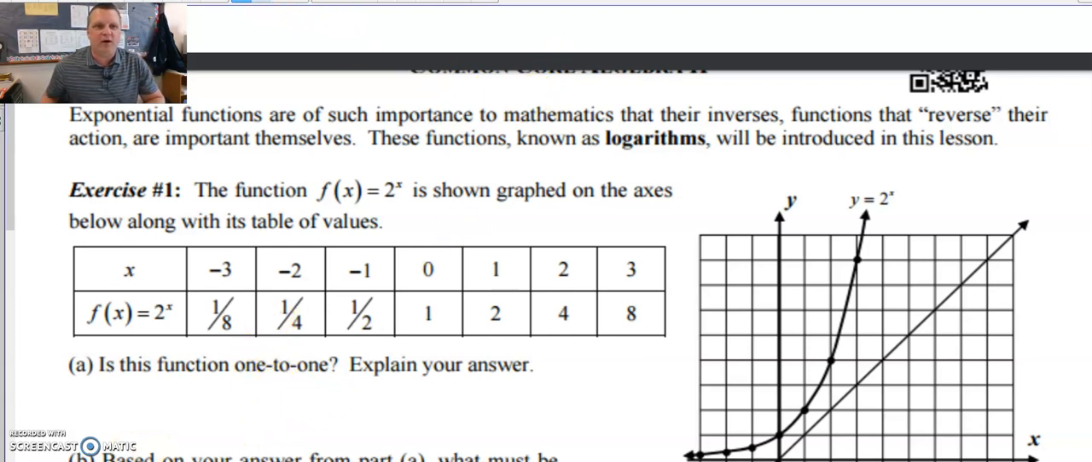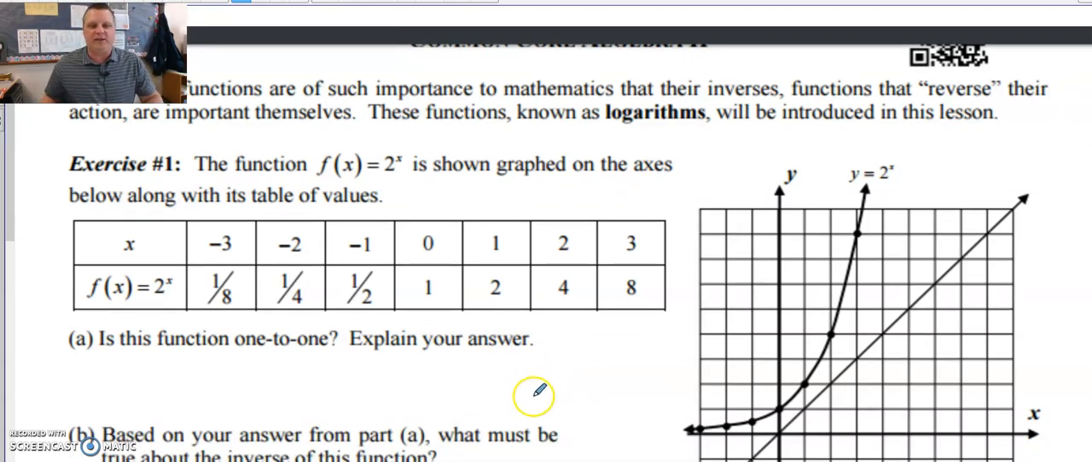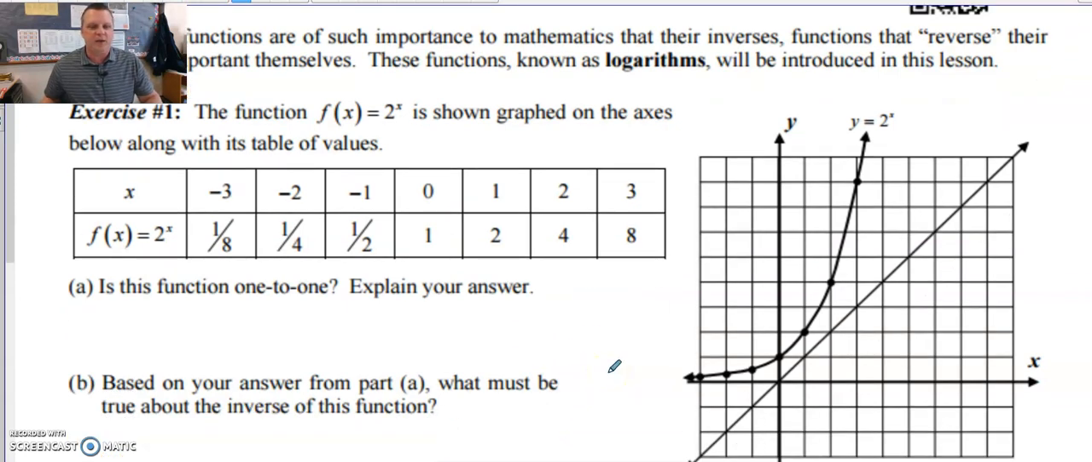Okay, so we are up to lesson 8 from unit 4 with our introduction to log functions. So, exponents, we already dealt with exponents. And here's a graph of an exponential function, f of x equals 2^x. It's graphed right there. Is this function 1 to 1? You do the horizontal line test, right? Horizontal line test. And yes, this function is 1 to 1.